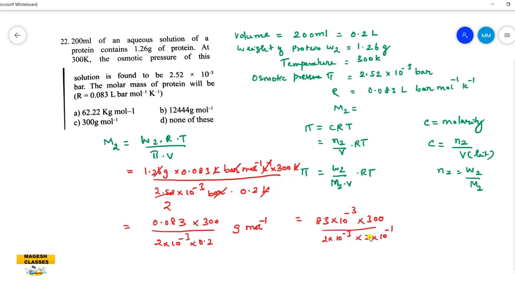This 10 power minus 3 is cancelled. So it will be 300 into 83, 24,900, divided by 4 into 10 power minus 1. This will be 2,49,000 upon 4. So this is equal to 66,222 gram, or it is 66.22 kg. So your answer is A.